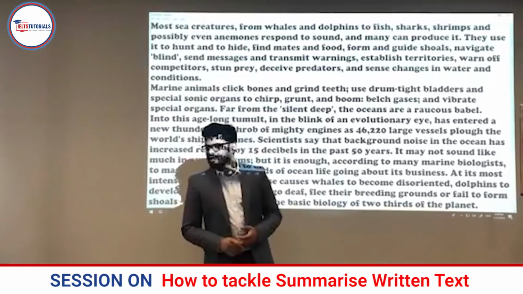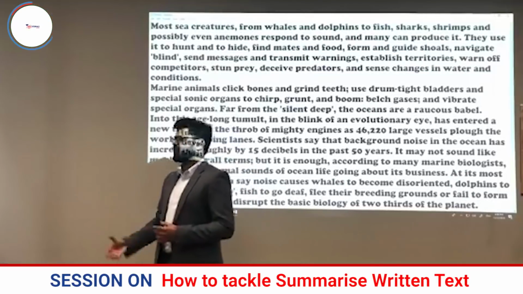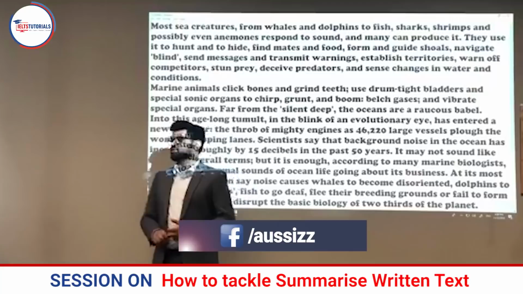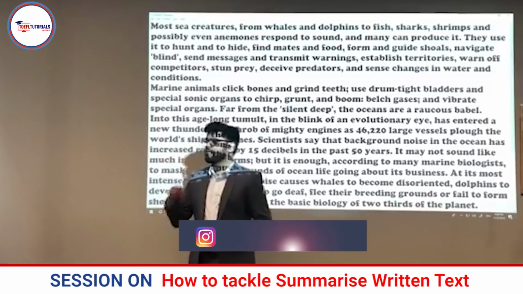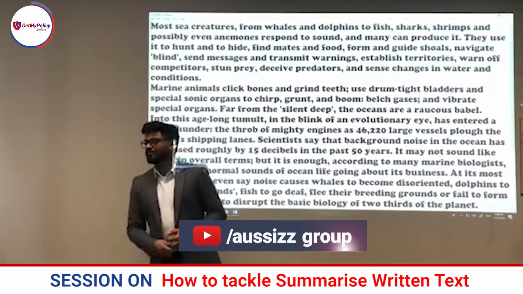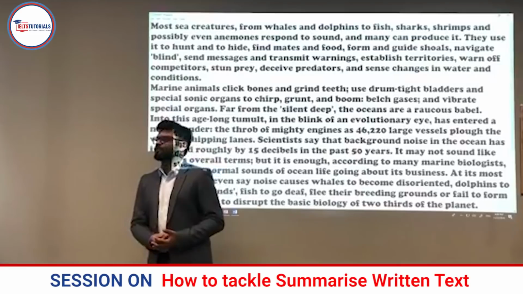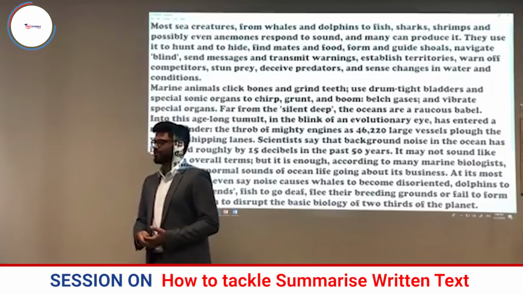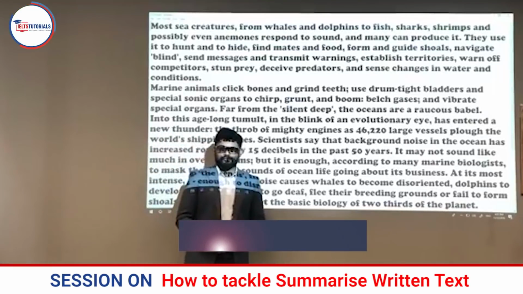Now the passage reads that most sea creatures, from whales and dolphins to fish, sharks, shrimp, possibly even animals, respond to sound, and many can produce it. They use it to hunt and hide, find mates and food, form and guide shoals, navigate blind, send messages, transmit warnings, establish territories, warn off competitors, stun prey, deceive predators, and sense changes in water conditions. Now that was a mouthful of information.